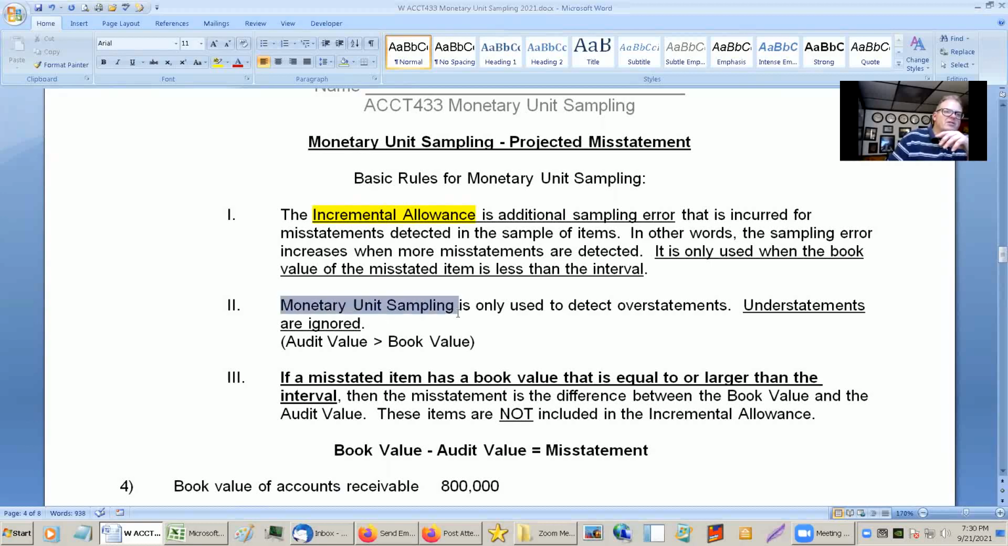monetary unit sampling is only used for overstatements. Understatements are ignored. So if you come across an error, a problem, because it's understated, you ignore it completely. If the audit value is greater than the book value, you don't do anything with it. That's fine for this method.